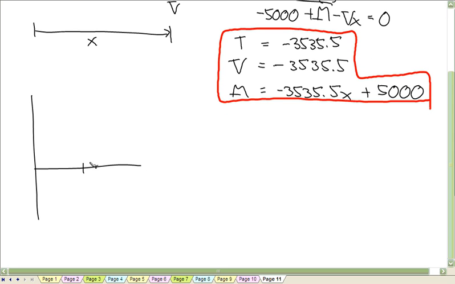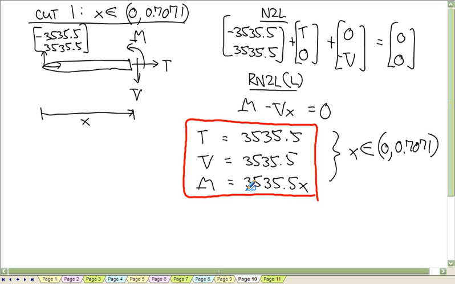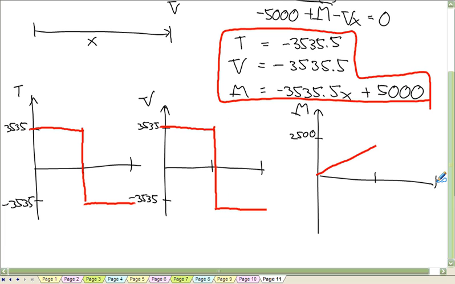Okay, so, sorry, this is almost done. So there's the tension, shear force, bending moment. For the first half, we have 3535.5 for the tension and the shear. And the bending moment goes up to 2,500. And then for the second half, we have negative 3535.5. So there, there, and this goes back here.